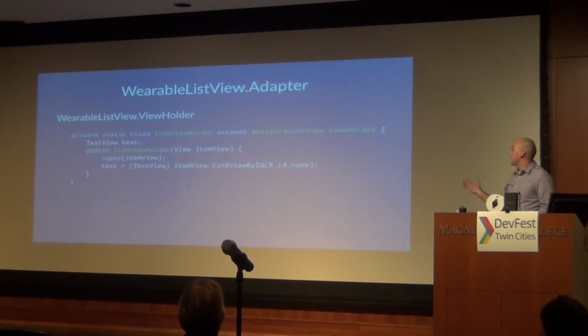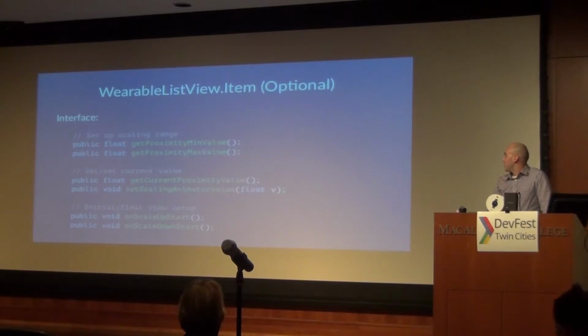And if you want, you can create your own custom view holder class to hold your views. And then setting up the adapter, this is all you need to do to get the snapping behavior and all that stuff. So really, you get a lot right out of the box using Wearable list view. The fun kind of comes in when you implement this Wearable list view item.